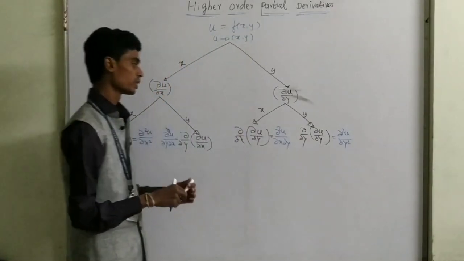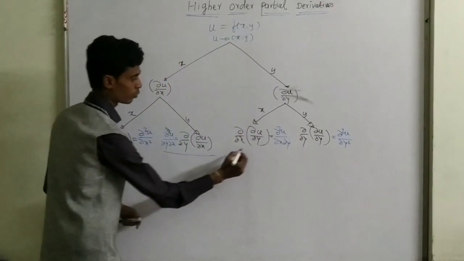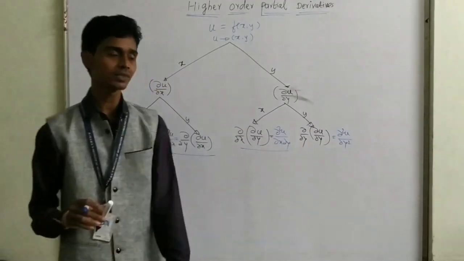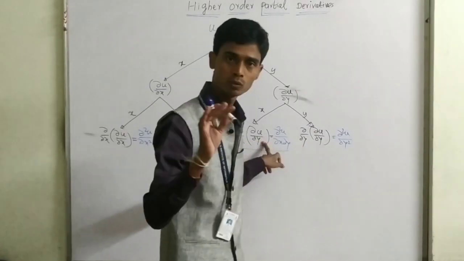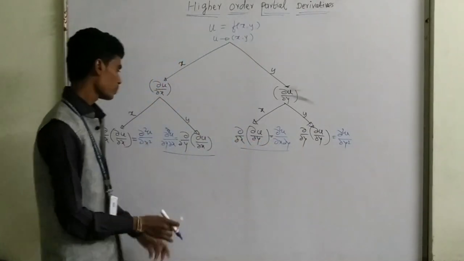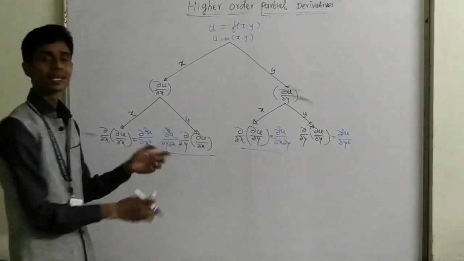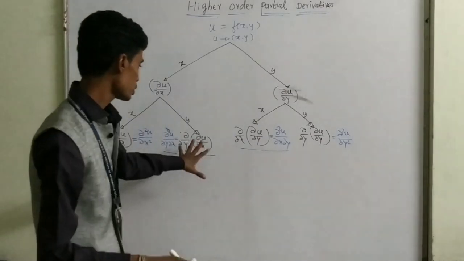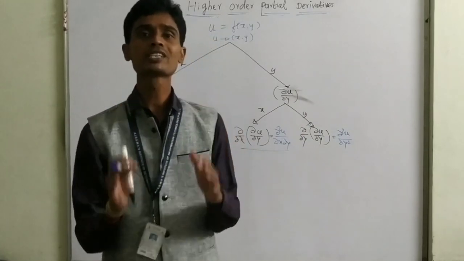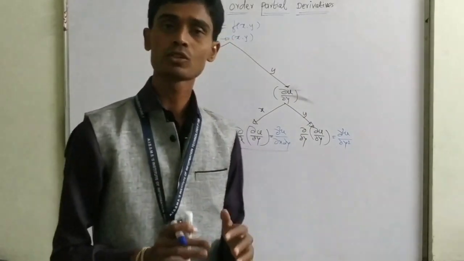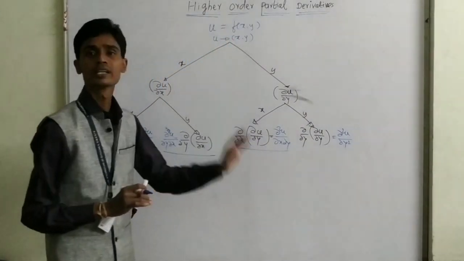Now what happened here? Look at this one and this one. Here we first differentiate with respect to y and then x. Here we first differentiate with respect to x and then differentiate partially with respect to y. Such type of differentiation is called mixed partial differentiation.